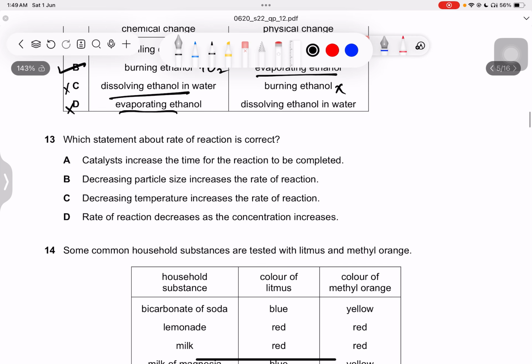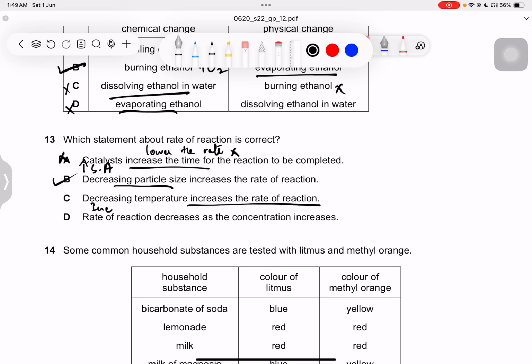Next, which statement about rate of reaction is correct? Catalysts increase the time for the reaction to be completed. So this basically means that catalysts lower the rate of reaction. This is not true. Catalysts increase the rate of reaction, they decrease the activation energy and increase the rate of reaction. Next, decreasing particle size increases the rate of reaction. True, because it increases the surface area. So correct.